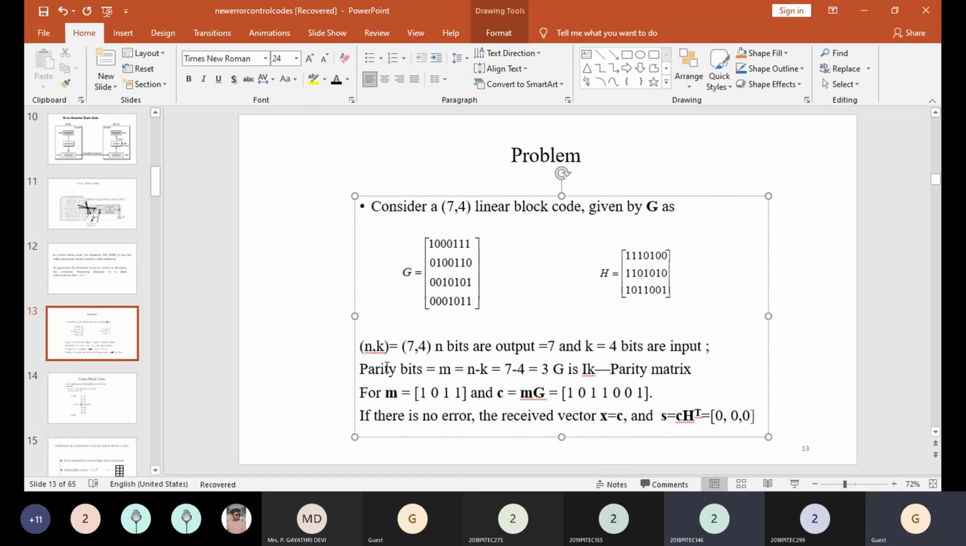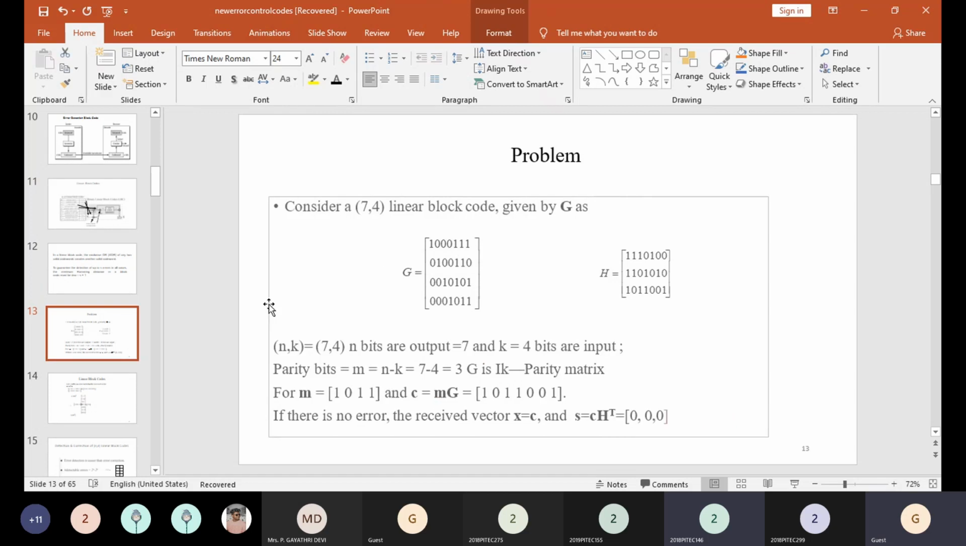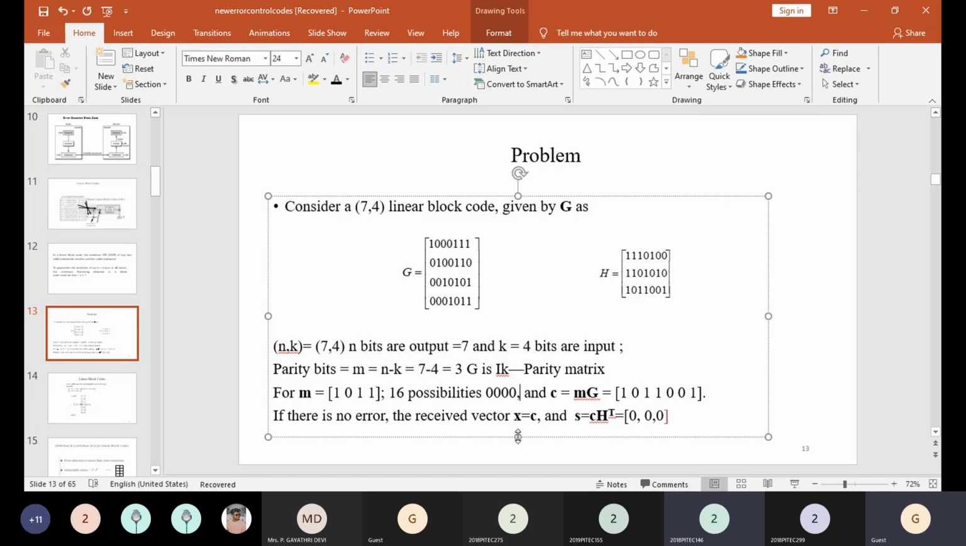Here, for instance, if the message is given as 1011, so 4 bits are given as input, there can be 16 combinations, or 16 possibilities, according to binary coded decimal, starting from 0000.